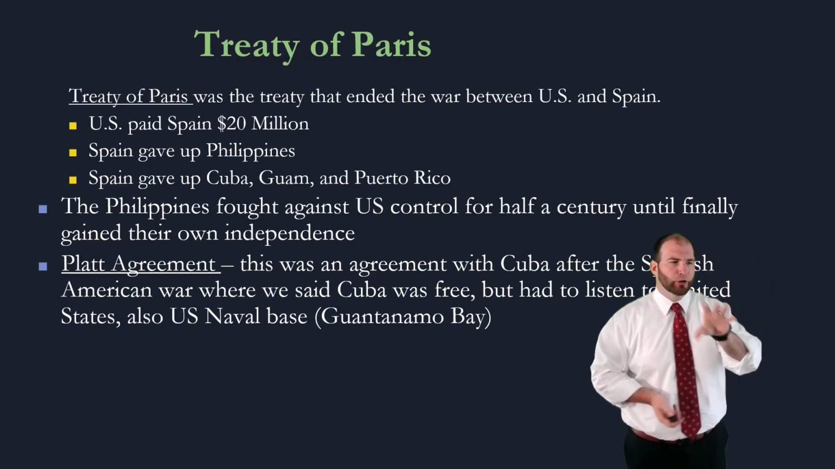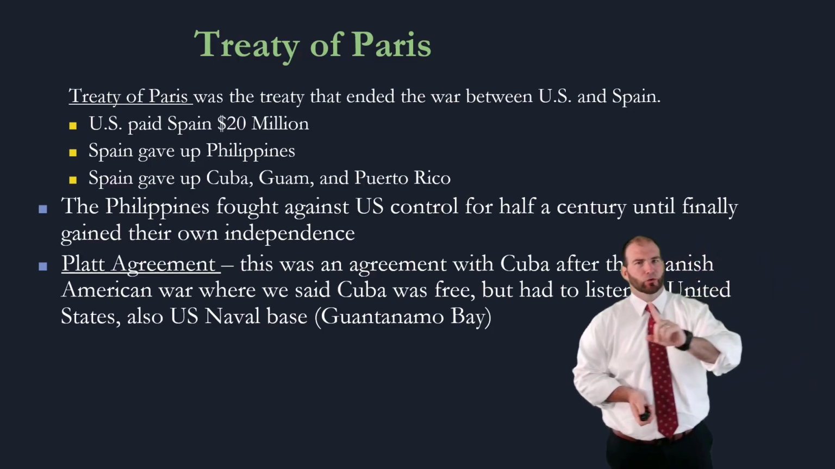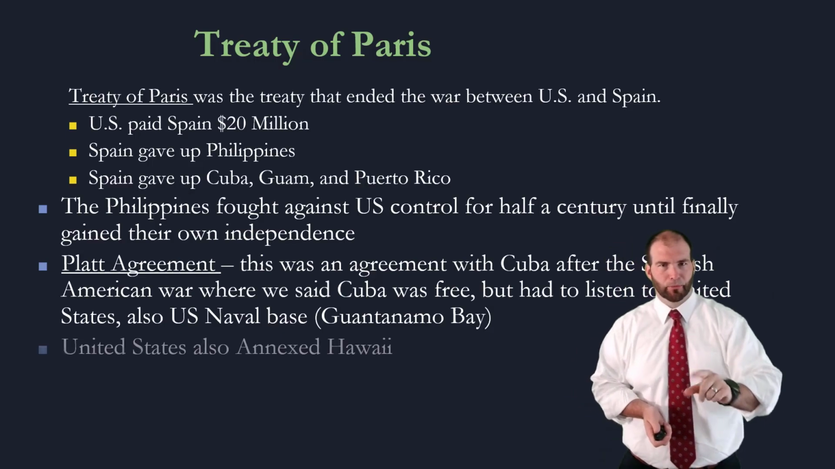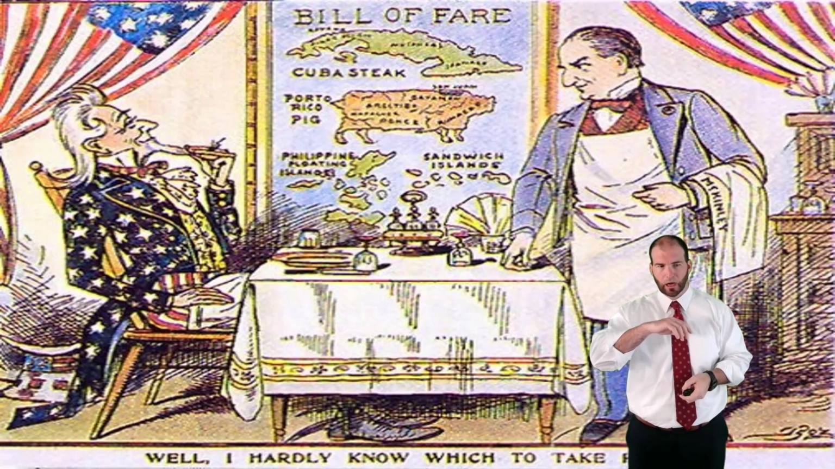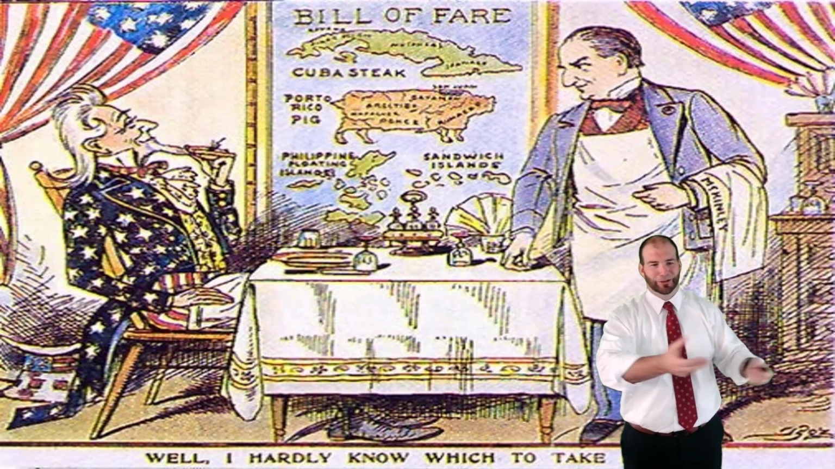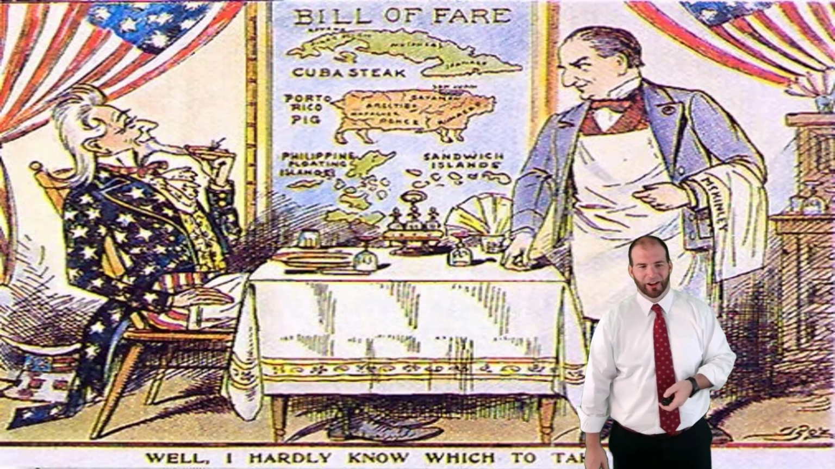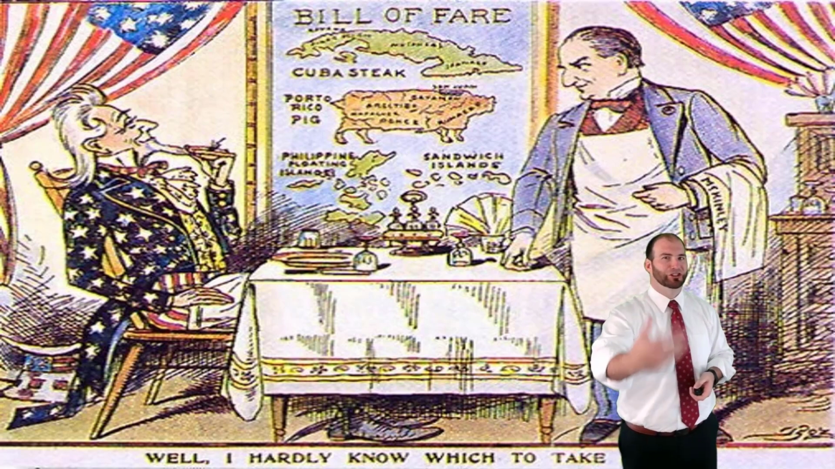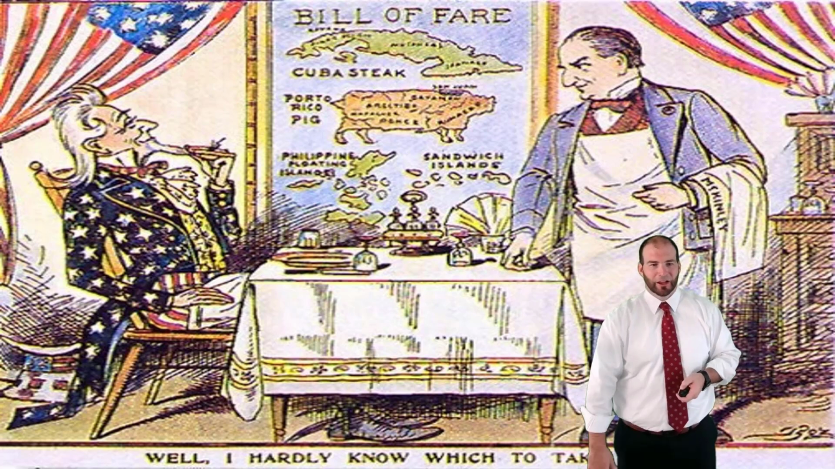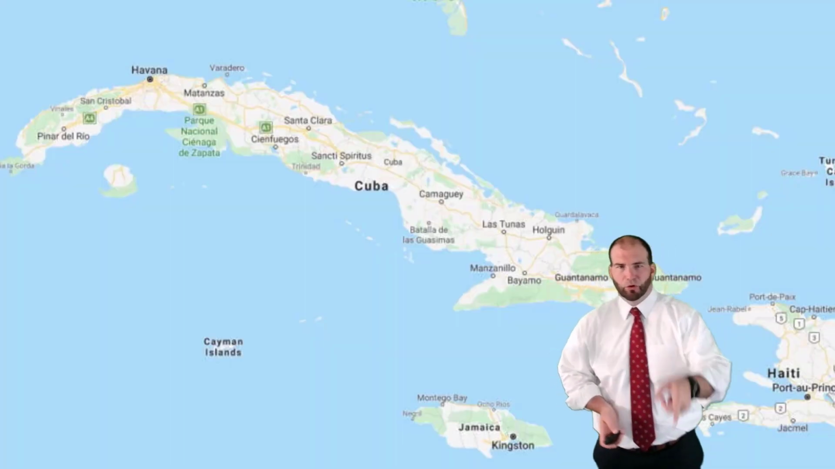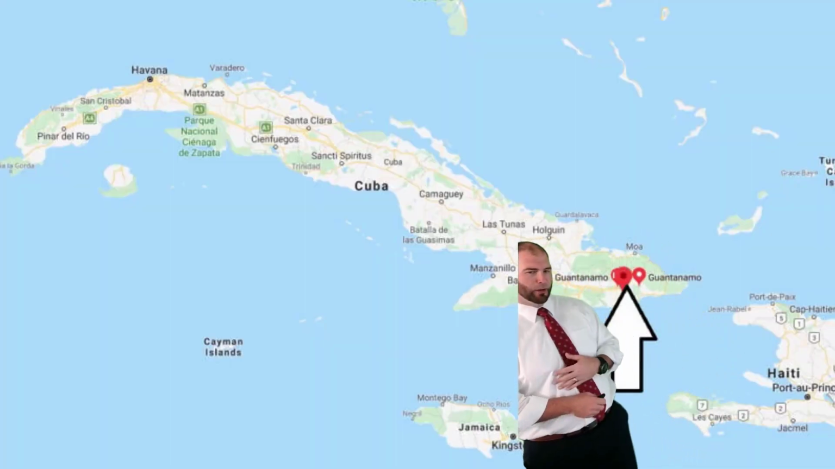Cuba is allowed to be their own country, but they have to agree to this thing called the Platt Amendment, which says they have to give us... This is a picture of Uncle Sam basically ordering off the menu all the stuff we just gained from the Spanish-American War, the Philippines and Puerto Rico. And so right here, and I'll back out so I don't block it.